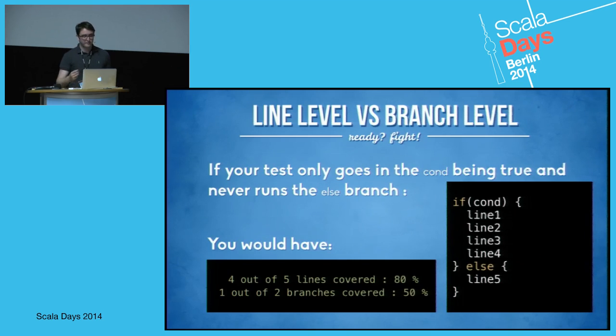So yeah, in the first branch you have 4 lines of code. If you do branch level coverage, you would only get 50% because it doesn't take into account how many statements you have.